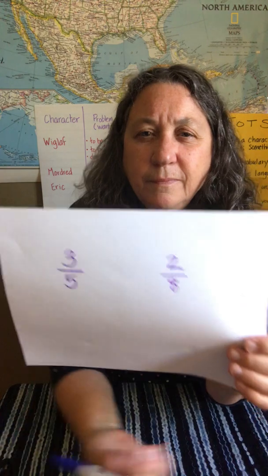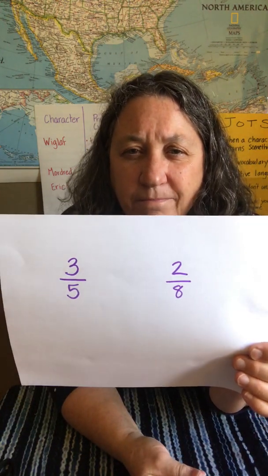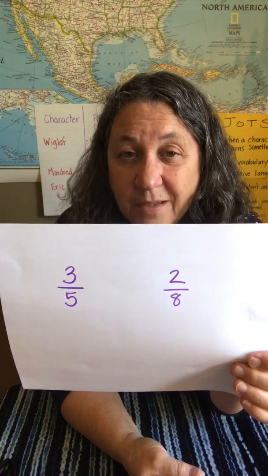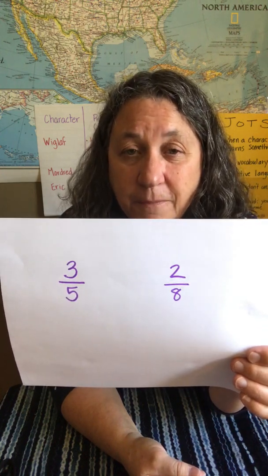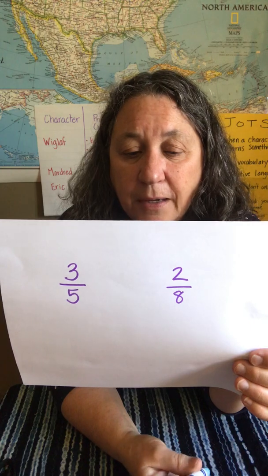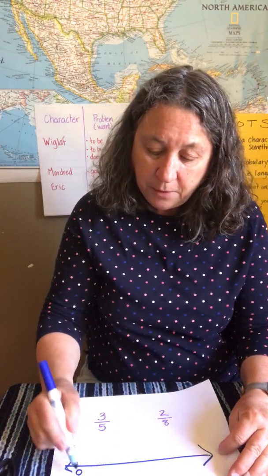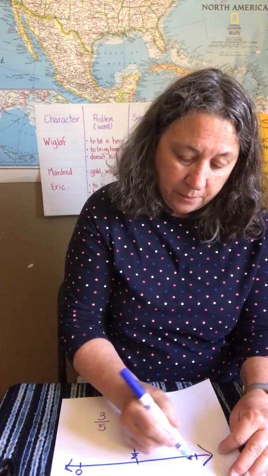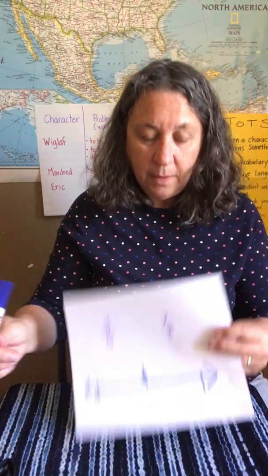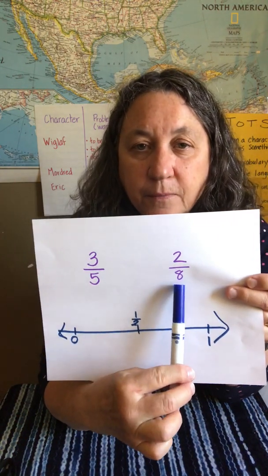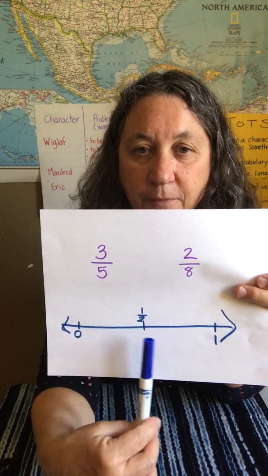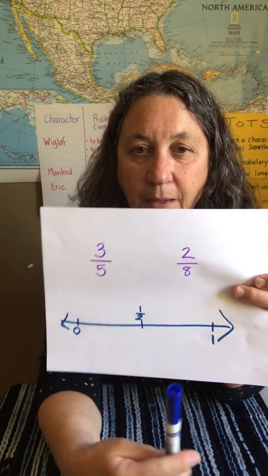So are the numerators the same? Are the denominators the same? So this is that kind where we have to do some thinking. So I could do some thinking and I could say, let's think about 0, 1/2, and 1. Is 2/8 closer to 0, equal to a half, or closer to 1?